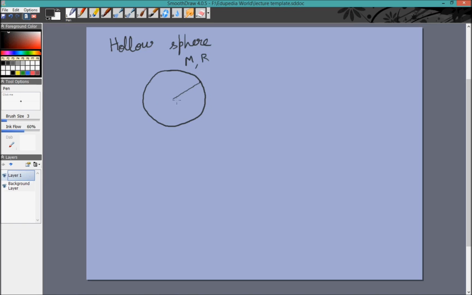And we want to find the gravitational field due to this sphere at a distance a away from it. Now this a could be outside or it could be inside. This point could be inside the hollow sphere as well. In that case, a would be less than r. Right now a is greater than r. We'll take both the cases.